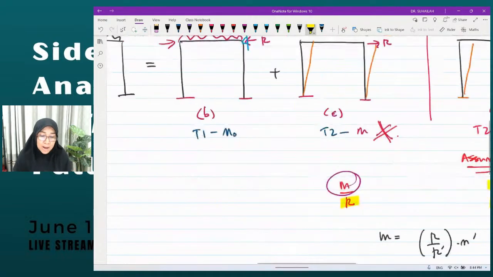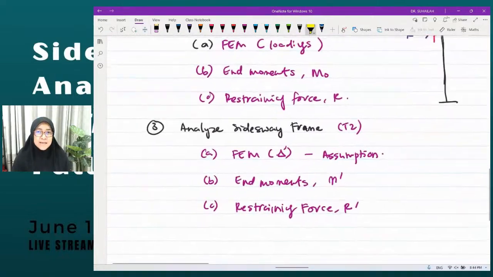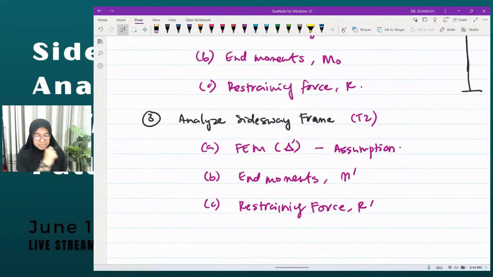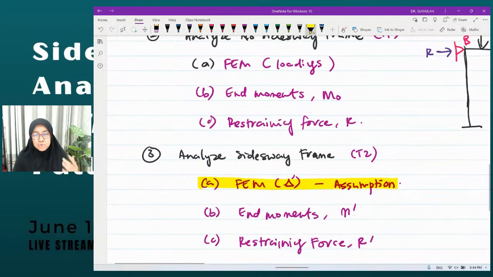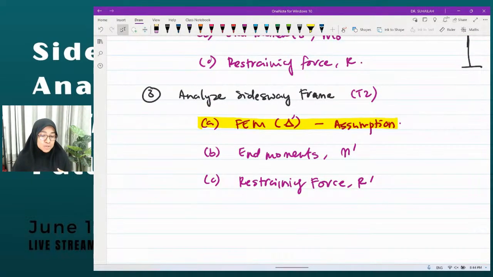So that is why when we analyze under step number 3, the SIDESWAY frame, table number 2, the FEM will be based on delta prime, not delta, because delta is unknown and remains unknown until the end of the analysis. So the most difficult part is this FEM. The rest will be the same, because step 2B and 2C will be equal to procedures 3B and 3C as well.